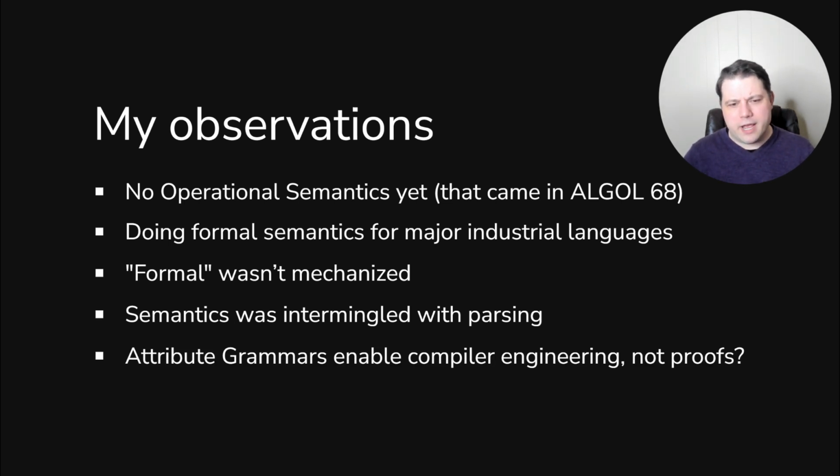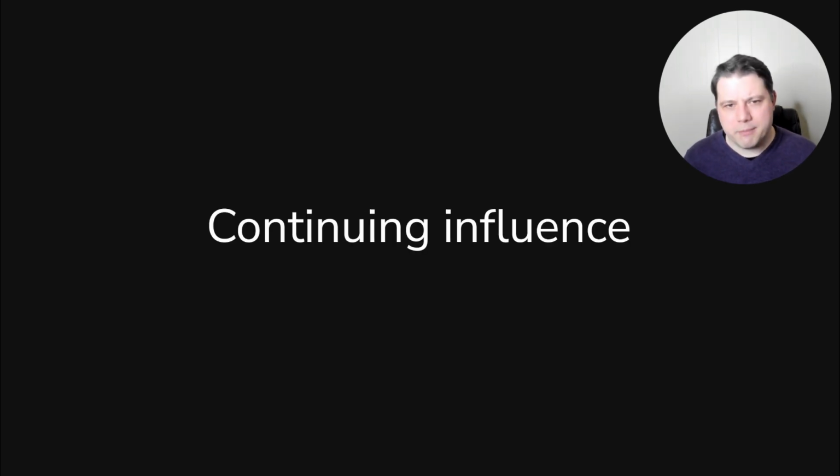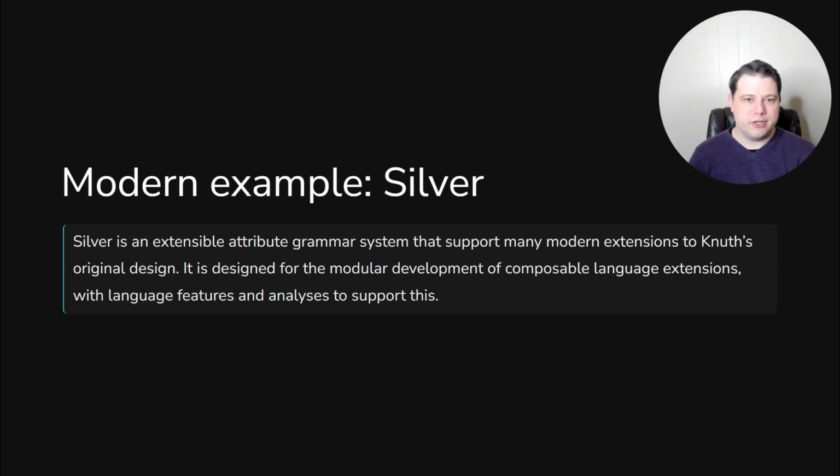And what I suspect here, by the almost total absence of attribute grammars in the formal verification literature as I know it, is that attribute grammars enable better compiler engineering, but they don't appear to be that helpful for doing mechanized proofs. Is that true? I'd love to talk about that. However, they are referenced in lots of other places. There have been entire conferences held just on attribute grammars. They've had continuing influence.